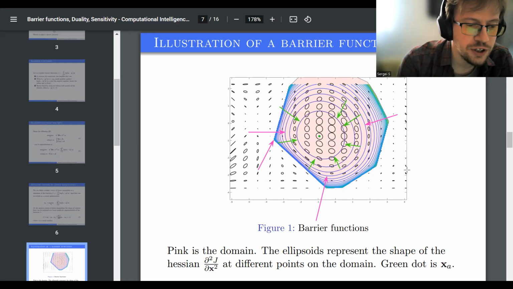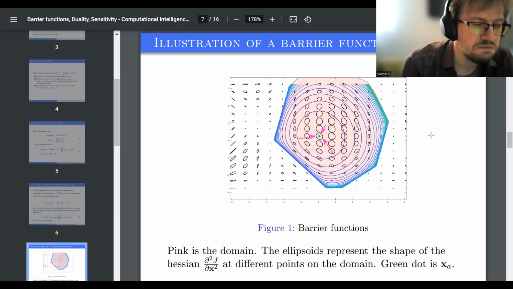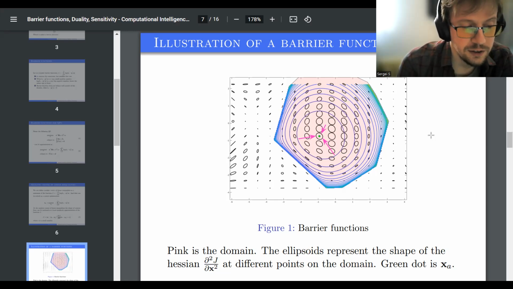Okay, so those are contour lines. But at the very center here, the contour lines would be exactly the same as this ellipsoid, which is defined by finding the quadratic component of the Taylor expansion of your cost function, of this barrier function. So the Hessian of the barrier function defines the shape of this contour. Okay. Now, this green is the analytical center.